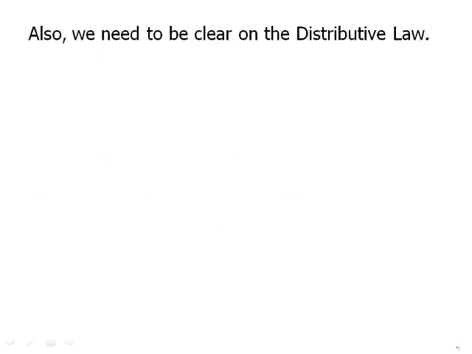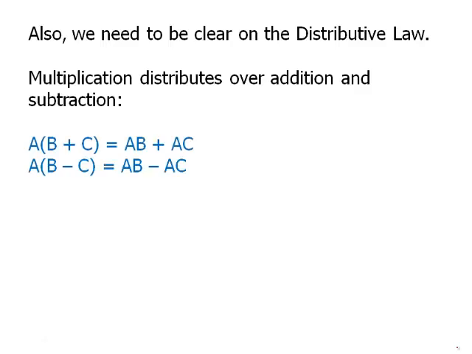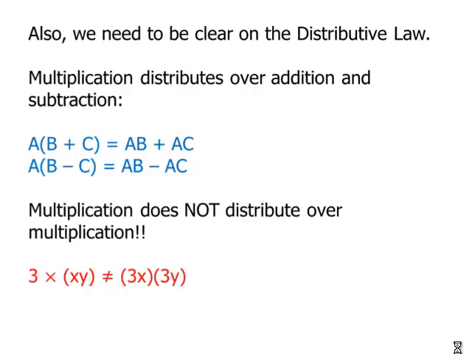Also, we need to be clear on the distributive law. Multiplication distributes over addition and subtraction. So if we multiply A times the quantity B plus C, we multiply each individual term. If we multiply A times the quantity B minus C, we multiply each individual term. Multiplication distributes over addition and subtraction.